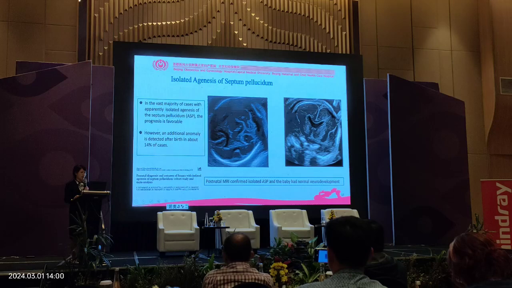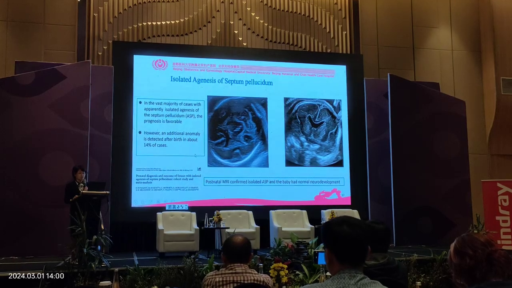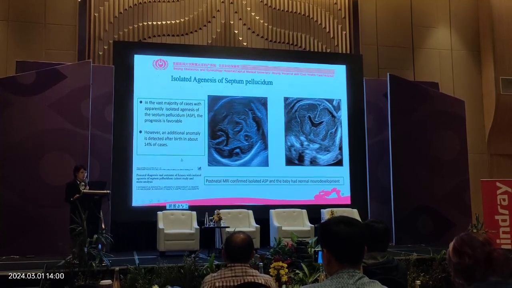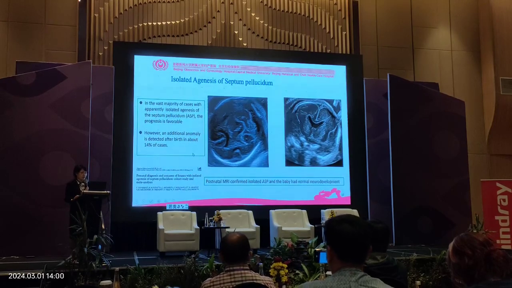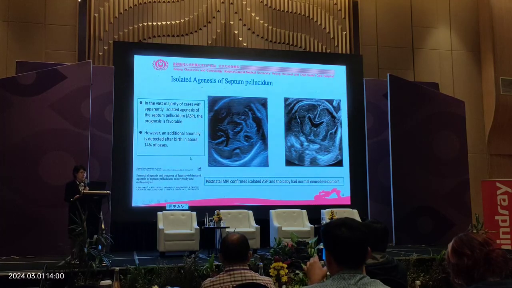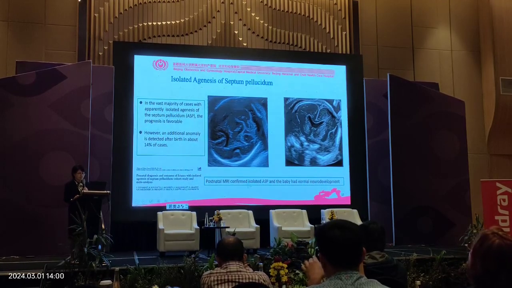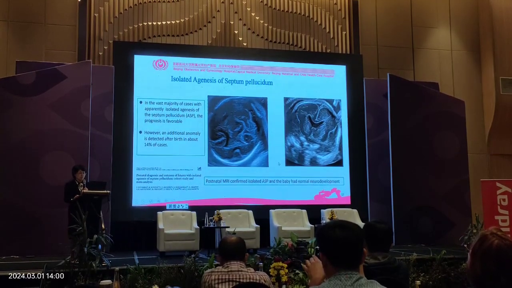If we find isolated agenesis of the cavum septi pellucidi, in the vast majority of cases with apparently isolated absent CSP, the prognosis is favorable. But additional anomalies are detected afterwards in about 14% of cases. So post-natal MRI confirmed it is an isolated absent CSP, and the baby had normal neural development.